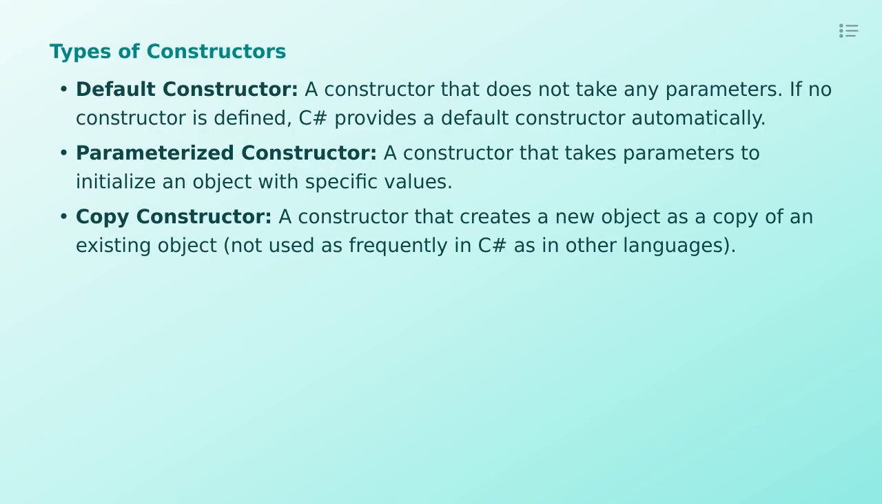Types of constructors, let's dig in. First, the default constructor. A constructor that doesn't take any parameters. If no constructor is defined, C# provides a default constructor automatically. Also, the parameterized constructor. A constructor that takes parameters to initialize an object with specific values. Finally, the copy constructor. A constructor that creates a new object as a copy of an existing object, not used as frequently in C# as in other languages.